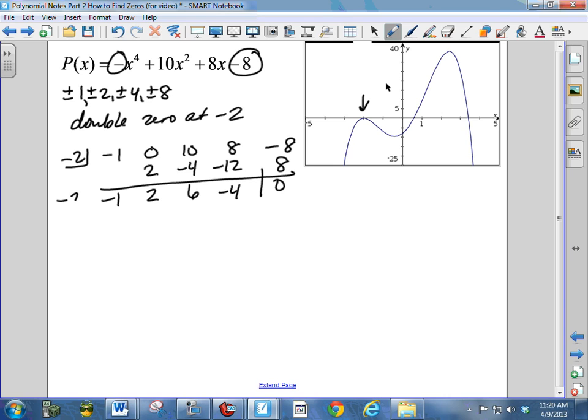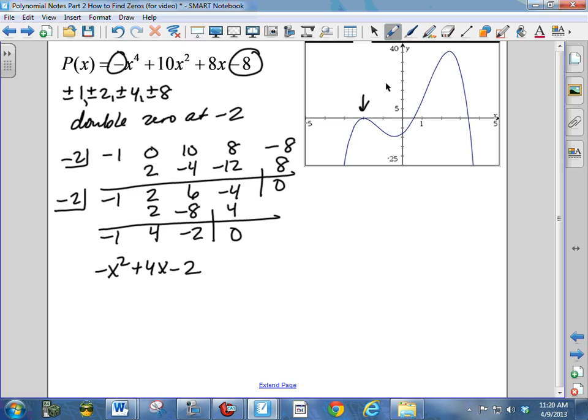Then we do negative 2 again, and bring down our negative 1. We get 2. This becomes 4. Negative 8. Negative 2. Positive 4. 0. So we end up with negative x squared plus 4x minus 2. And to find the other two zeros, which happen to be irrational numbers, not imaginary, because we do see two other places where the graph crosses the x-axis, both positive places, we can find the other zeros from here.